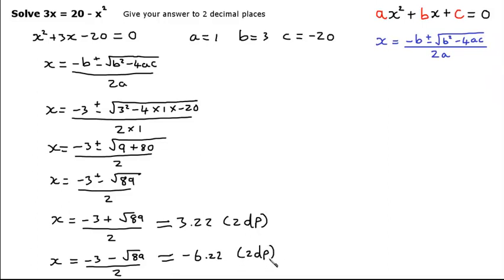So our values of x are either 3.22 or negative 6.22, both to 2 decimal places.